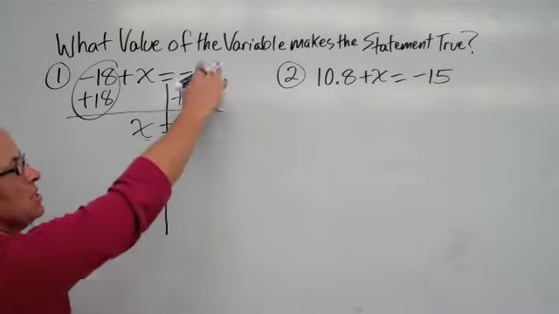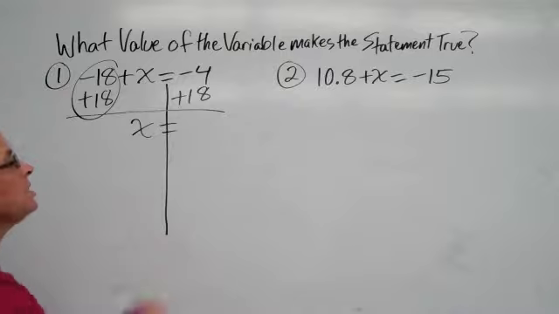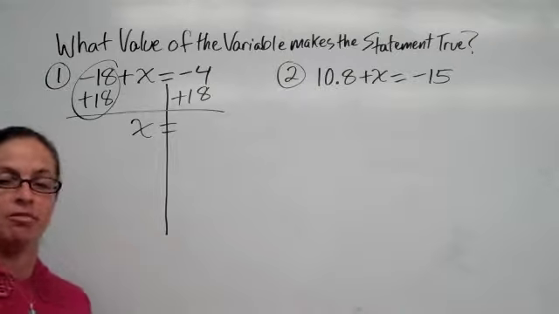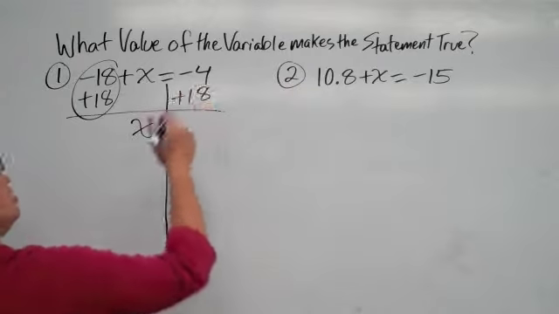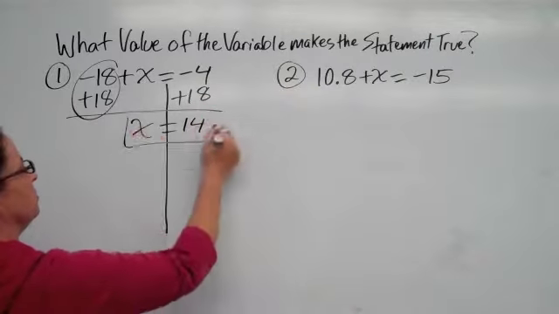Great. Now, what's a negative 4 plus 18? We just discussed this. Do I have more positives or more negatives? I have more positives. One's positive, one's negative, so I subtract them. I get 14. More positive, so this is a positive 14.